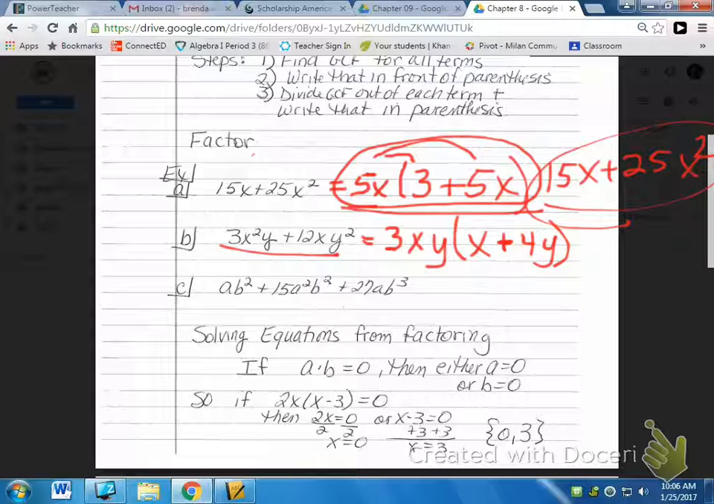Does anybody have questions about that? If you're confused or you're unsure of your answer, distribute it back through. Make sure you end up where you started.